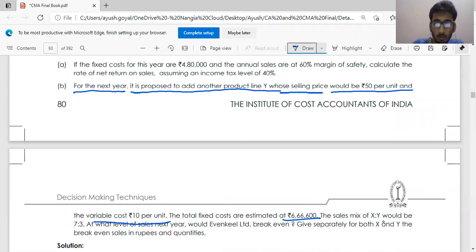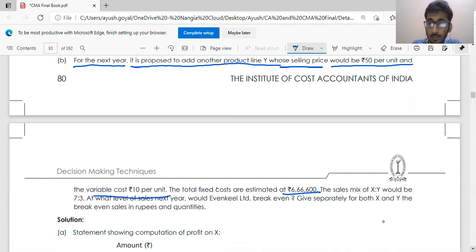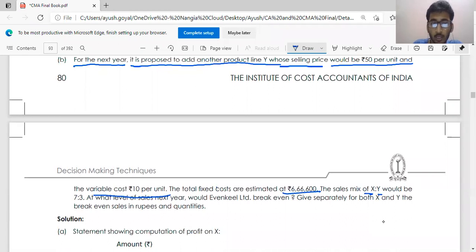So total fixed cost of both X and Y would be 660, and sale mix of X and Y would be in the ratio of 7 and 3. At what level of sale next year would it break even? Okay, give separately both X and Y the break even in rupee and in quantity. So let's do this.